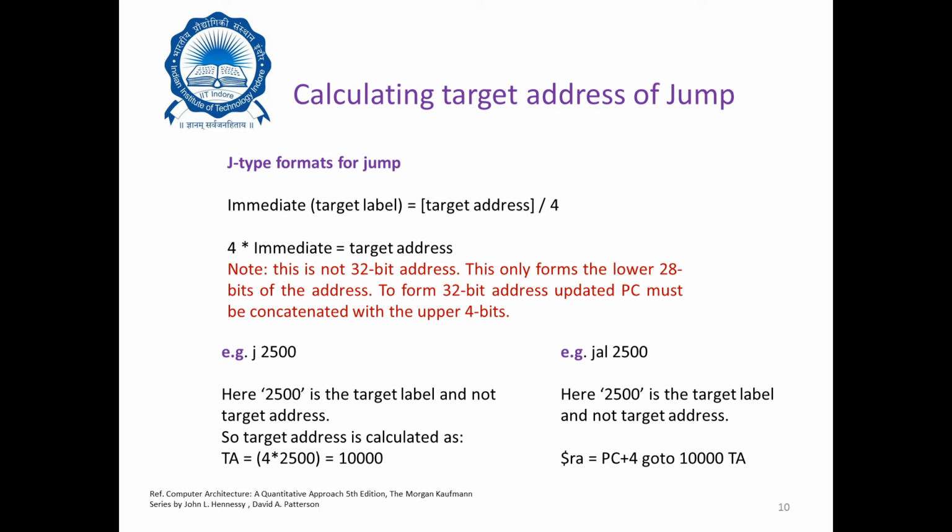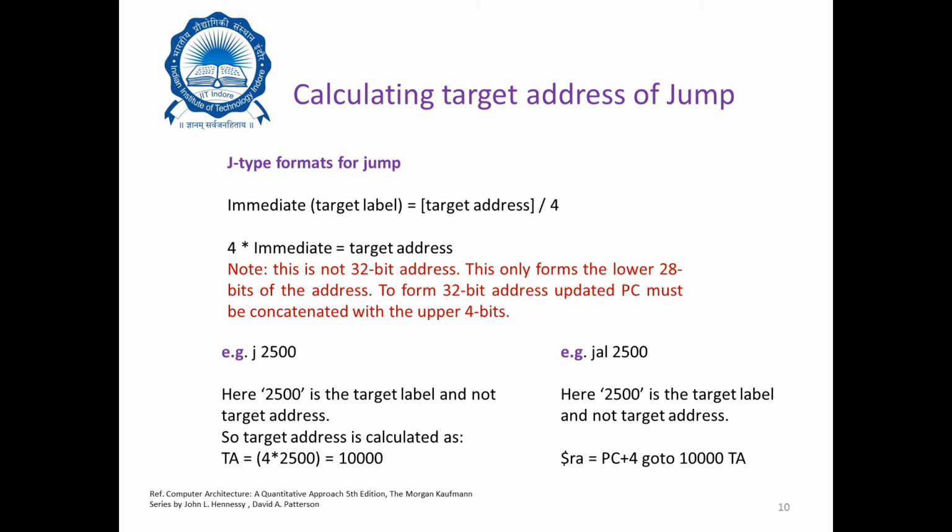The second example is something like JAL 2500, where 2500 is the target label. In this case, the jump will go to 10,000, which is the target address, but after it finishes execution at that location, it has to come back to the return address, which is specified by PC plus 4. That's an implied part of this instruction. That's why it is called jump and link: we are jumping to a specific target address, 10,000, or to a particular label, 2500, finishing the task there and coming back to the location specified by PC plus 4. That location is stored inside a register, which is $RA.